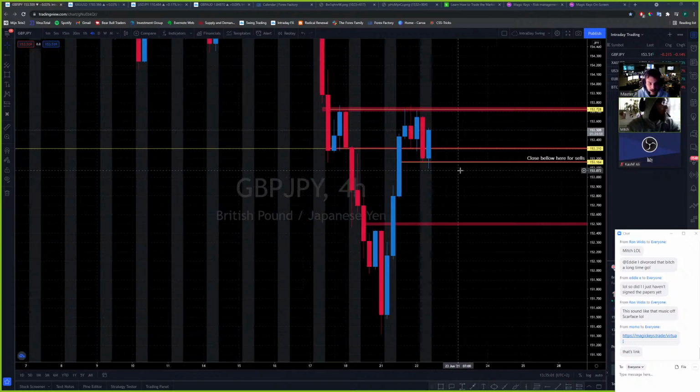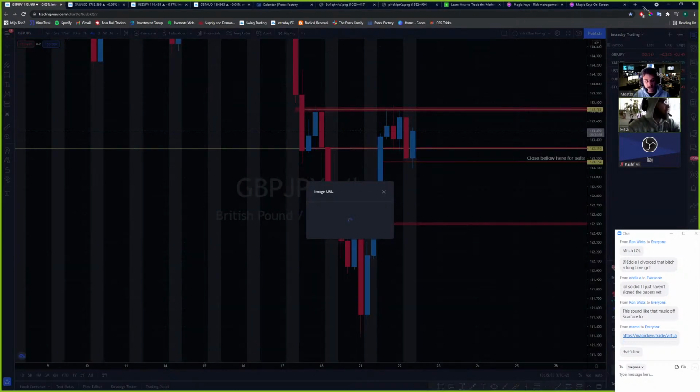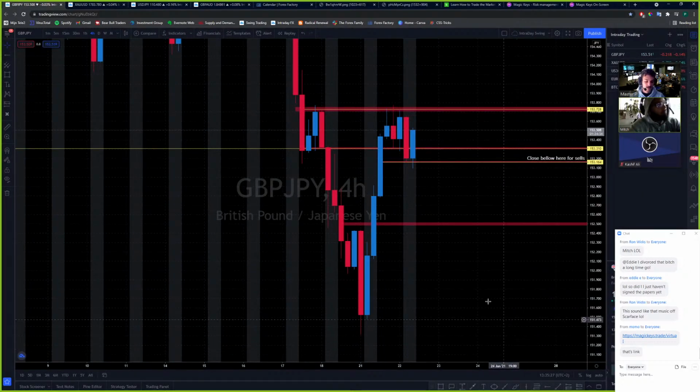So Cravian is asking how to send a chart. You basically send it by clicking this camera icon at the top right of the screen, to the left-hand side of the publish button. You click the camera icon, and then you copy and paste the last digits. Basically, there's the /x/ and then you copy this whole thing and post it in the chat.